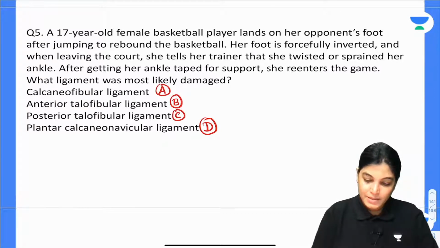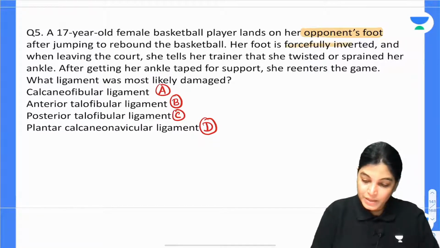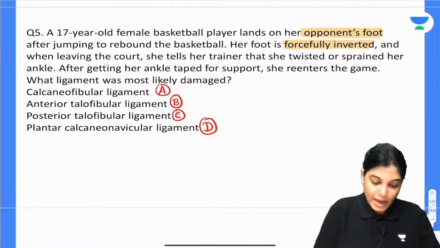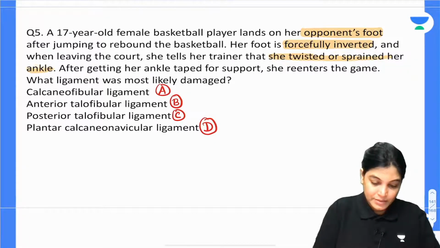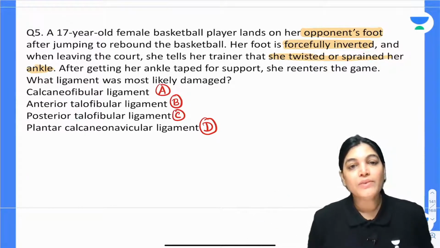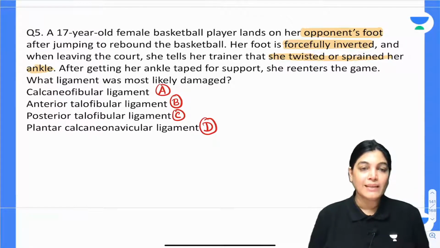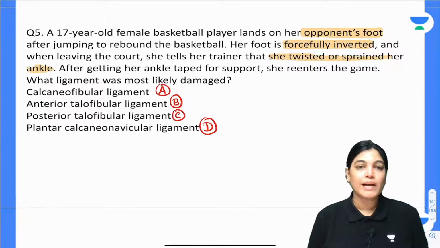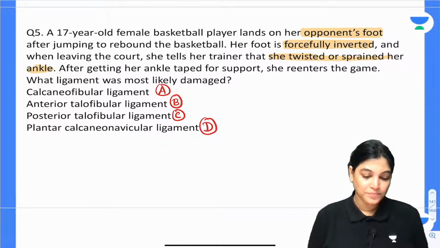A 17-year-old female basketball player jumped on the opponent's foot while rebounding the basketball. Her foot is forcefully inverted, twisted, and the ankle is sprained. So forcefully inverted is the key point. You have to tell me which ligament is most likely damaged. The options are calcaneofibular, anterior talofibular, posterior talofibular ligament, or plantar calcaneonavicular ligament. So what is the answer, dear aspirants? Question number 5.